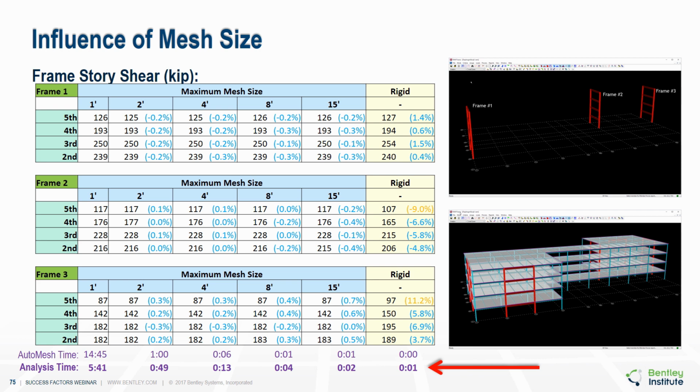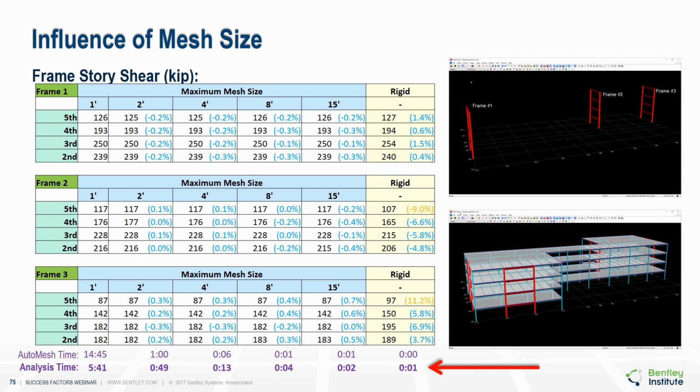Now, once the mesh is created, then it's done. And thereafter, every time you reanalyze your model, you have to go through the analysis times. And so you're repeatedly going to run into these times. And for the 1-foot mesh, it took 5 minutes and 41 seconds to analyze this structure, whereas for the 15-foot mesh, it only took 2 seconds.